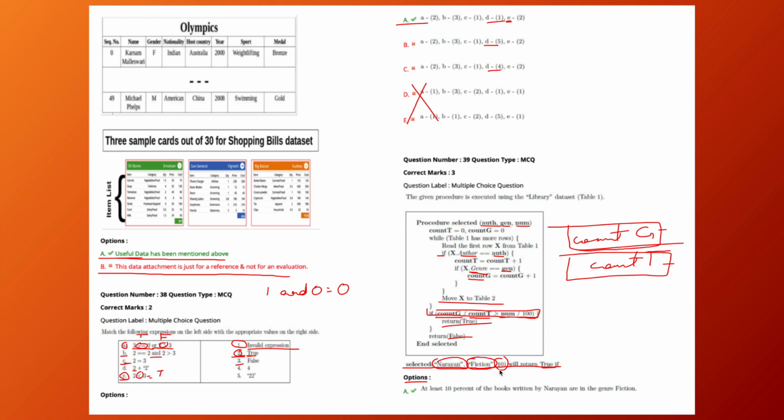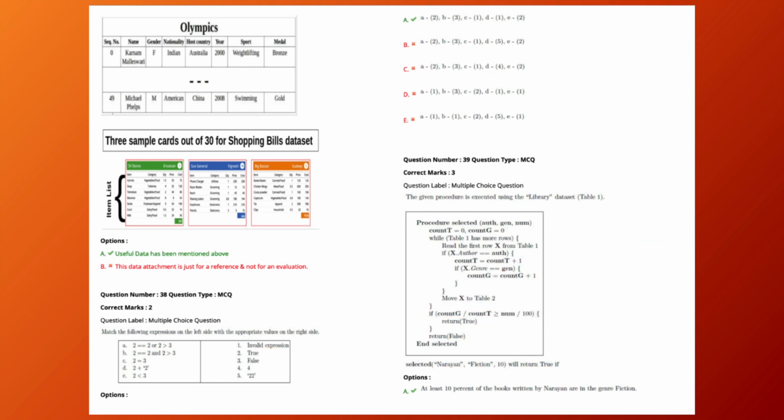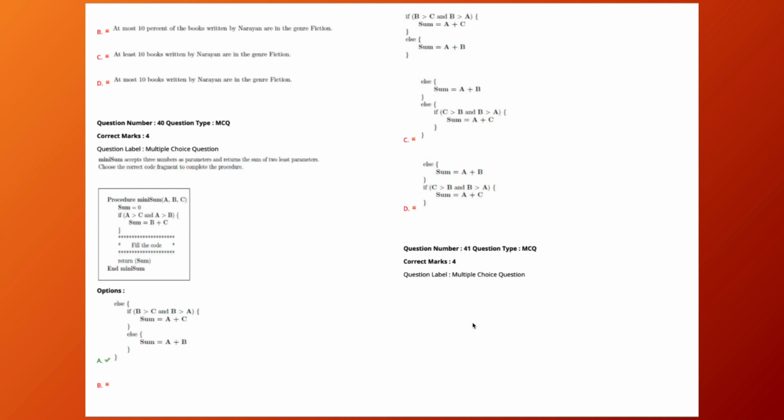As you know, because 10 was the number given here, num by 100, that is 10 by 100, would give you 10%, and count g by count t would give you the percentage of fiction books, because here the genre is given as fiction, the percentage of fiction books written by Narayan, because count t would give you all the books written by Narayan. Anyways, I'll read the other three options as well.